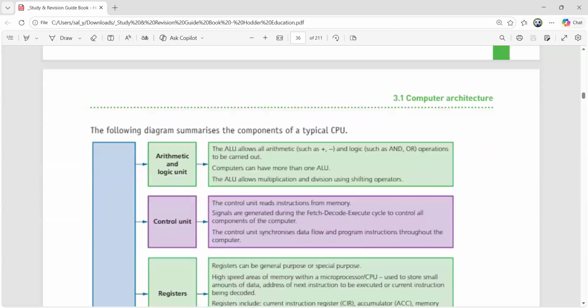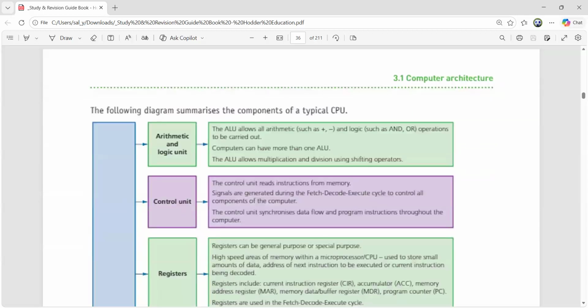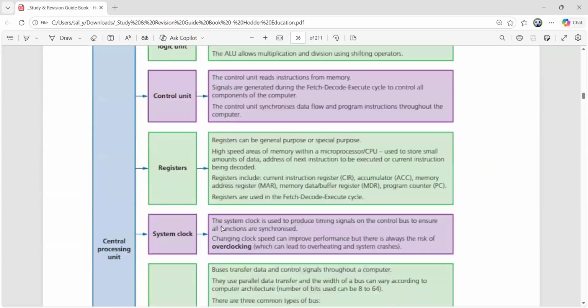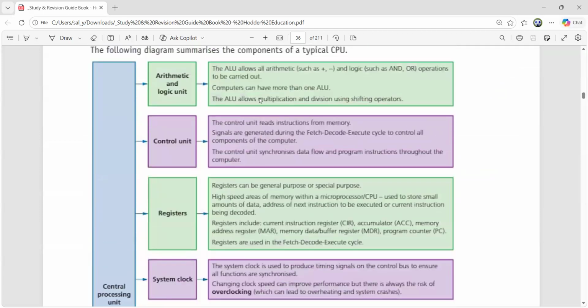Okay. Now moving to the summary. Since it is a revision guide, it is simply composed of the summary of components, and this is what the CPU is composed of. First thing is the ALU, Arithmetic and Logic Unit. It is there to perform arithmetic operations as well as logic operations. So you can see arithmetic is just plus, minus, and logic operations are AND, OR, etc.